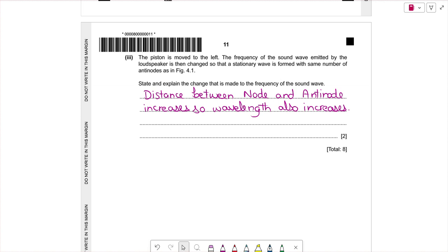Now to identify what will happen to the frequency. We know the relation v = fλ. If we shift lambda to the left side and v is constant, we say that frequency and wavelength are inversely proportional to each other. So if the wavelength is increasing, we have to lower the frequency. So the other mark is: the frequency is lower.